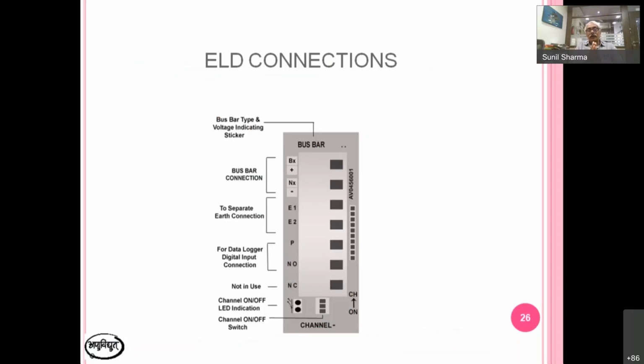This is the channel connection strip. Here, the first two connections are for the bus bar, whether it is AC or DC. This is called plus, this is minus, or BX or NX as per bus bar types. The bus bar types are written here. So if it is AC bus bar, it is 110 volts like that. If it is DC, it is DC.